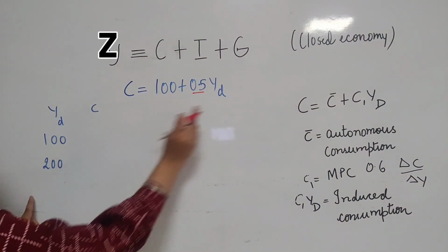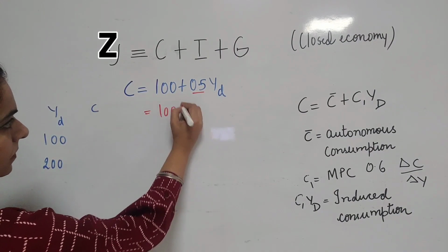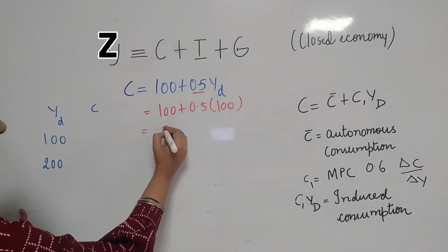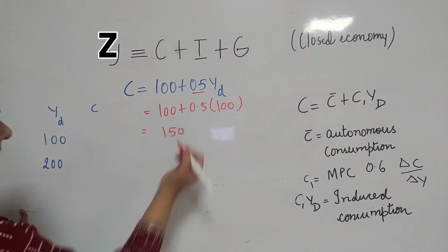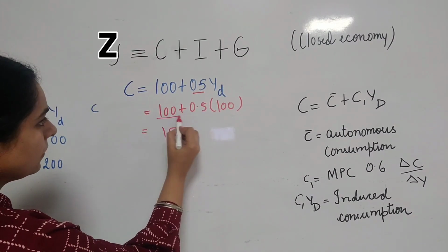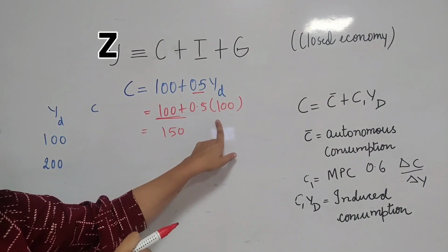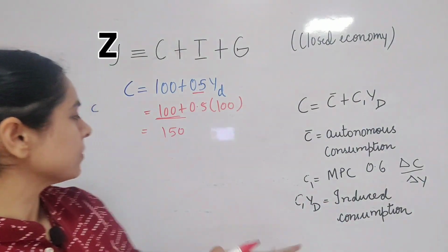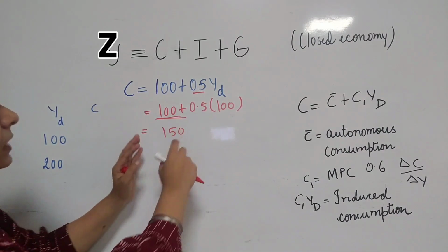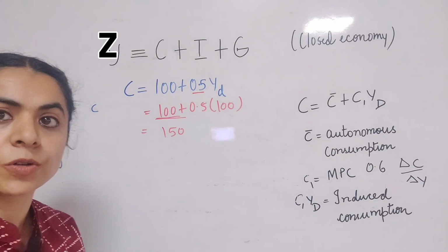If we put the value of disposable income here, 100, multiplied by 0.5, we have 150 as total consumption expenditure. Now this part represents C bar, and this part represents induced consumption. So 100 here represents autonomous consumption, and 50 represents induced consumption expenditure.